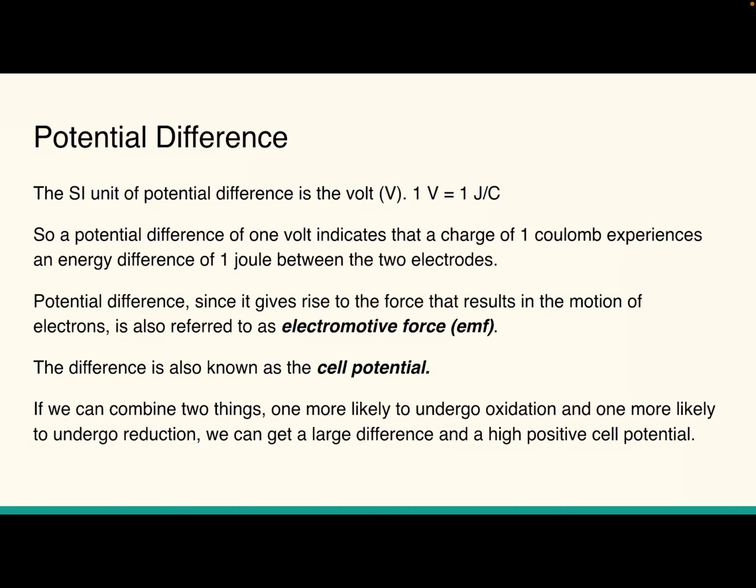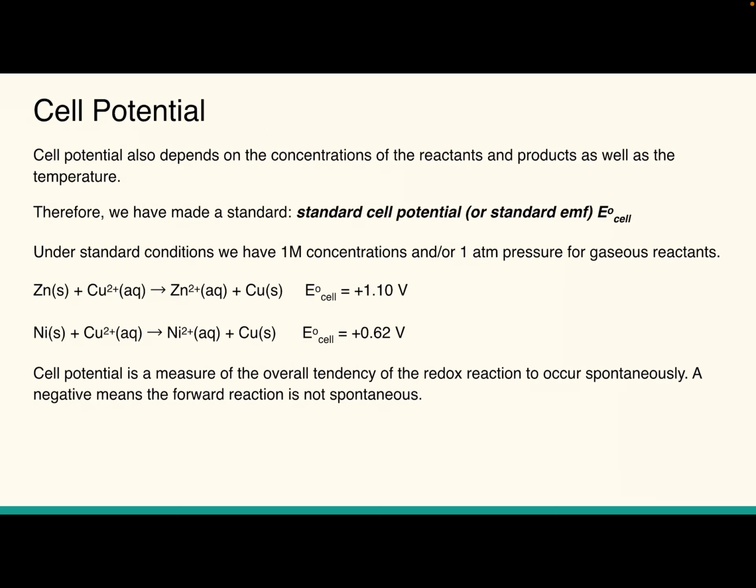This difference has a couple of names. I usually call it the cell potential, but the potential difference is also what I've said so far. It could also be called the electromotive force or the EMF. You can use them all interchangeably, it doesn't really matter. The point of all this is to combine two things, one more likely to undergo oxidation and one more likely to undergo reduction. In that case, you can get a large difference in a positive cell potential, which allows spontaneous flow of electrons.